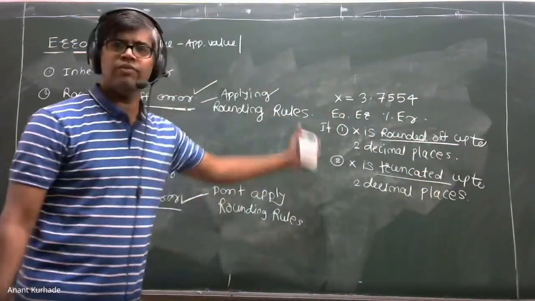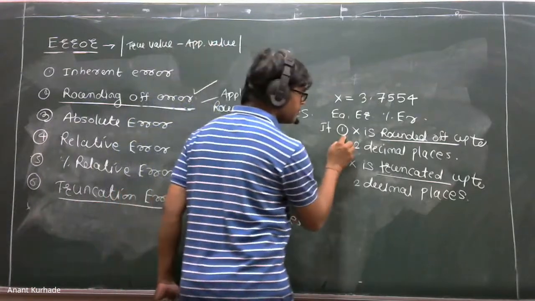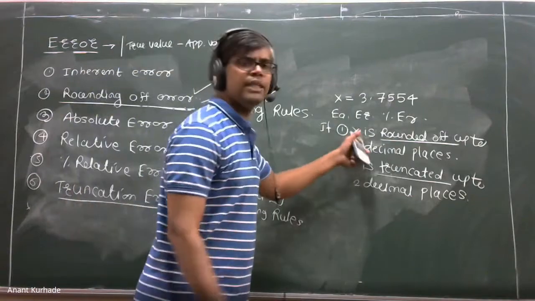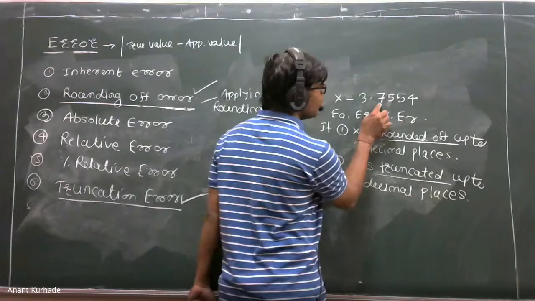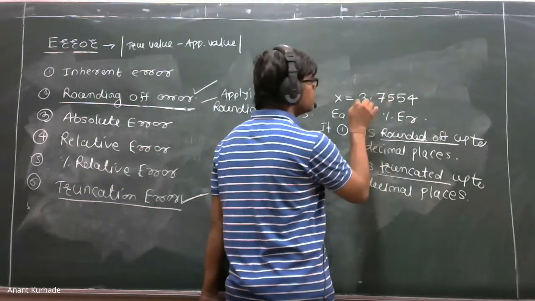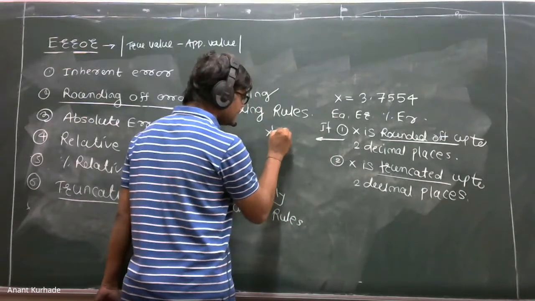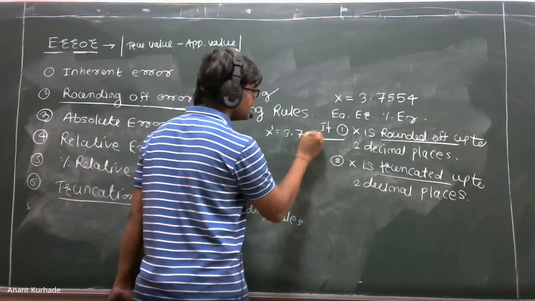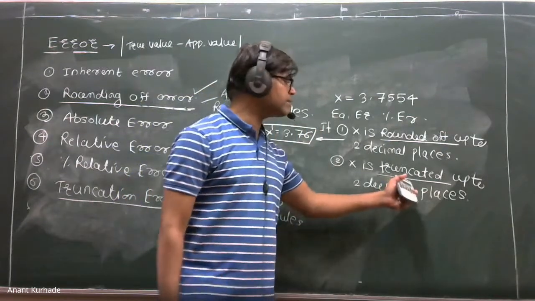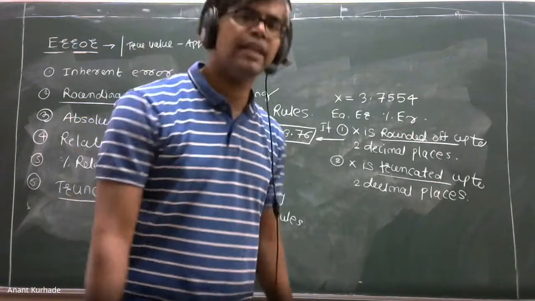Now we can easily solve the first one. For the first one, tell me the value of x dash. 3.76. The next digit is exactly 5. Check the previous digit, which is odd, 7. So for this first case, x dash is equal to 3.76. Now it is different for the truncation rules.